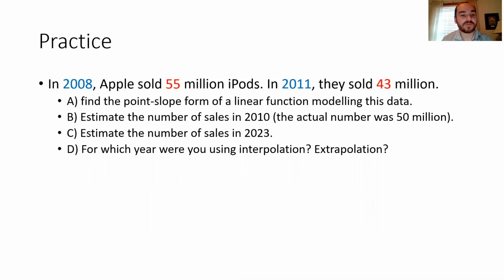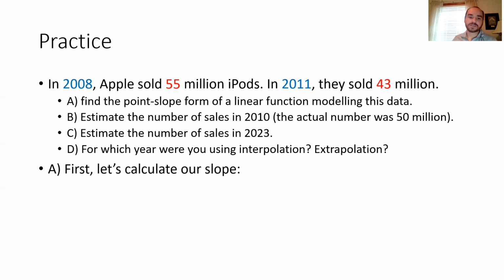But first, we want to find the point slope form of a linear function modeling this data. Then we want to estimate the number of sales in 2010, and we can compare that to the actual number, which was 50 million. And then we want to estimate the number of sales in the year 2023. And then at the very end, we're going to ask which year we're using interpolation and which year we're using extrapolation. You can do that right now if you really want to. It's pretty easy, but we'll get to that on its own in a little bit.